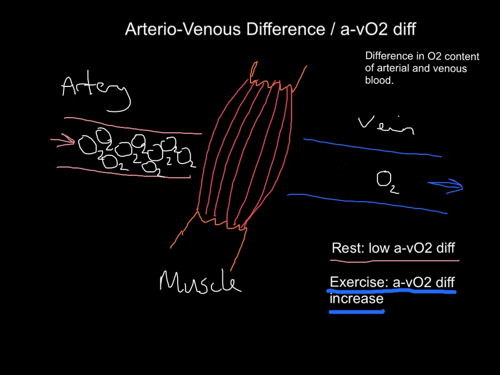You're always going to have more in the artery because the muscle is always using some oxygen. But as you start to exercise, this muscle is going to use more oxygen, which means you're going to get more into the blood anyway because you're naturally diffusing more oxygen into the blood at the lungs. So the artery is going to get packed full of oxygen, and now there's going to be even less oxygen coming out in the vein because the muscle is using more of it.